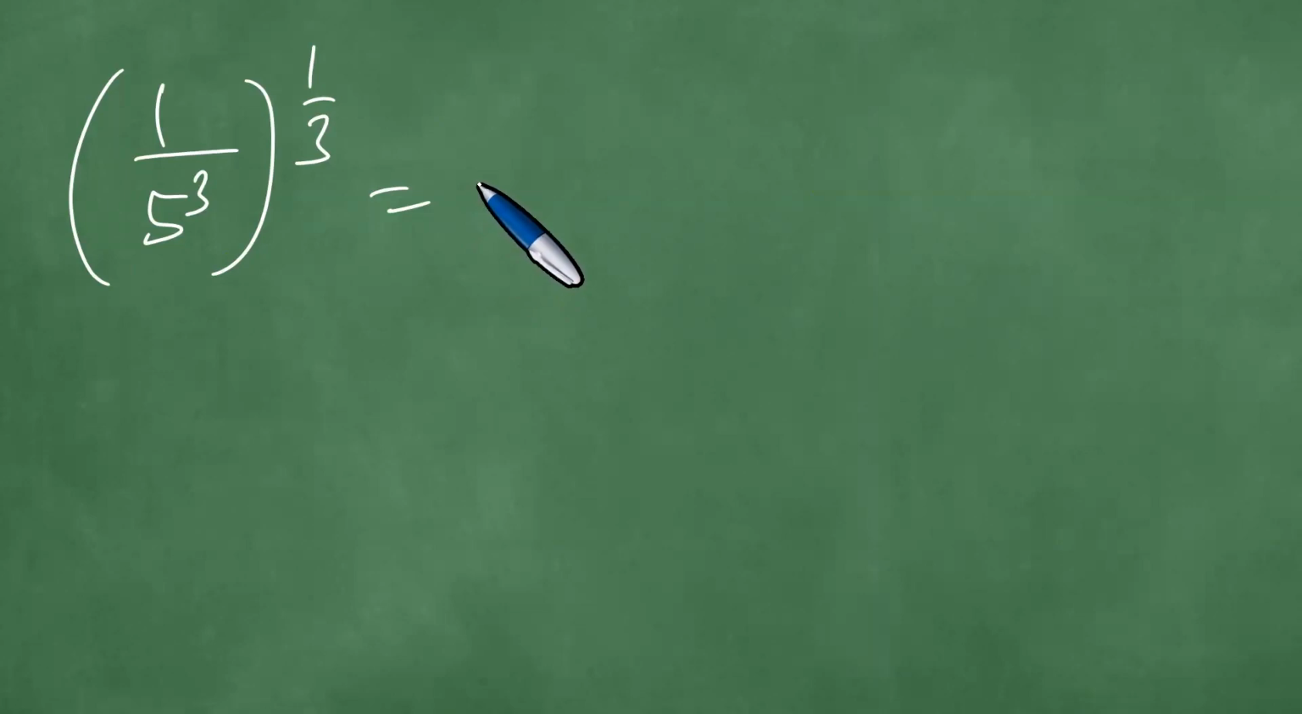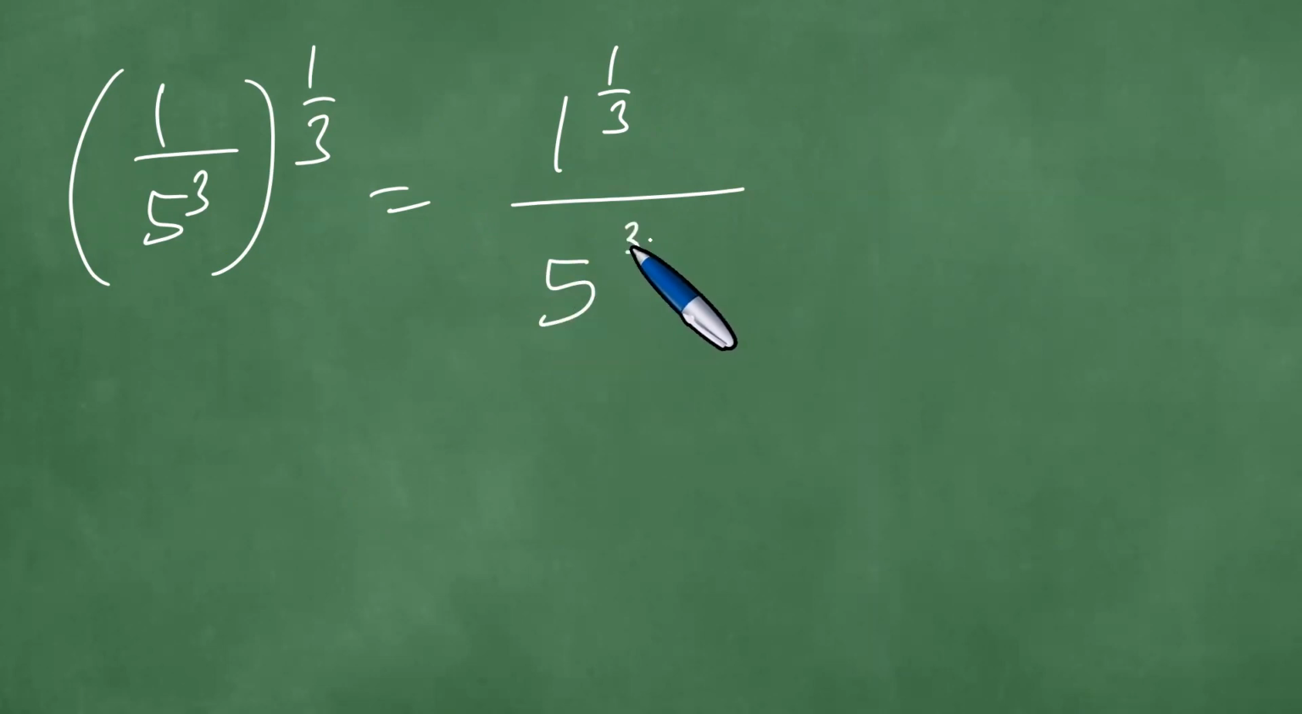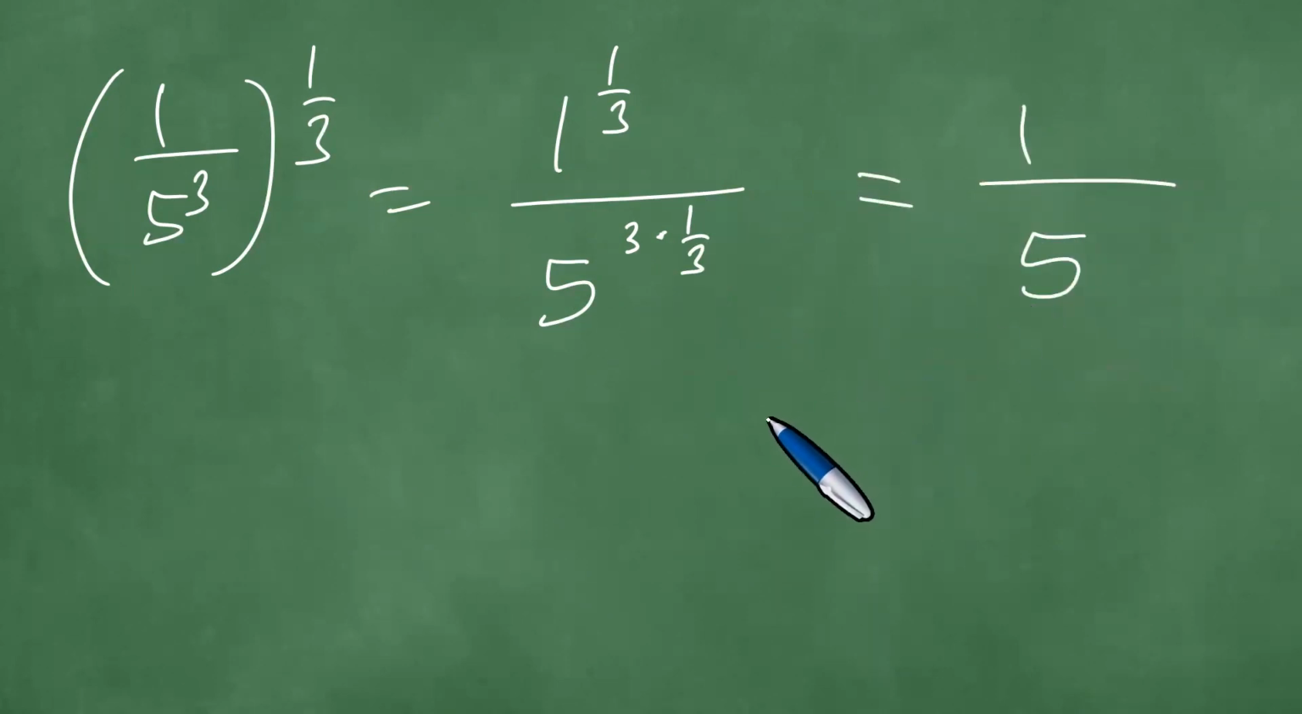So what is this? This one you can write as 1 to the power 1/3, divided by 5 to the power 3 times 1/3. So that is 1 divided by 5.